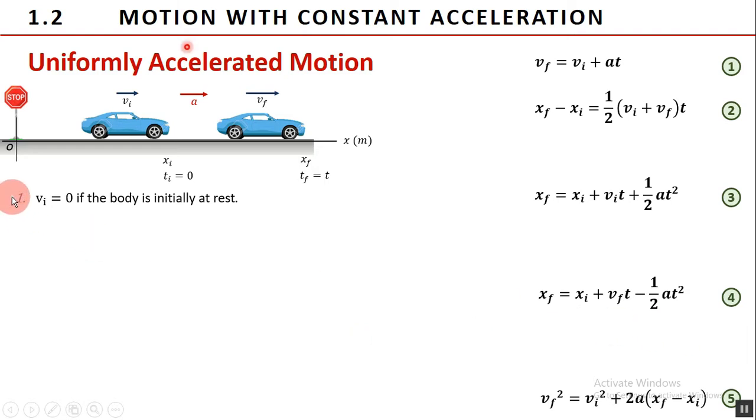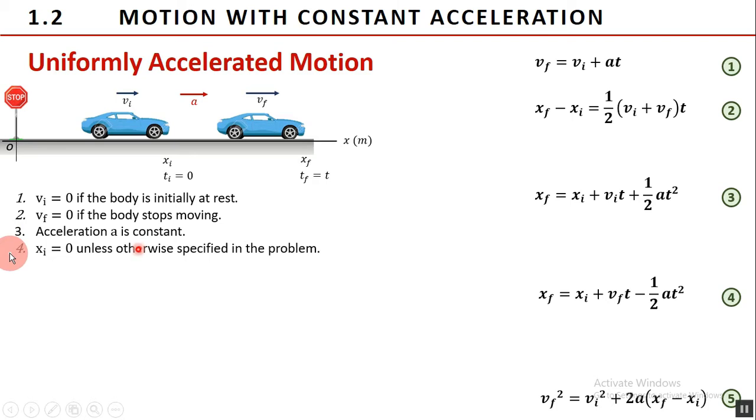Set the initial velocity to 0 if the body is initially at rest. Set the final velocity to 0 if the body stops moving. Acceleration is constant at any time t, but the final velocity varies with time. Let the initial position x sub i be 0 unless otherwise specified in the problem. If the velocity is constant, that is v sub i is equal to v sub f, you can set acceleration to 0, then the 5 equations are reduced to displacement equal the product of constant velocity v and time t.